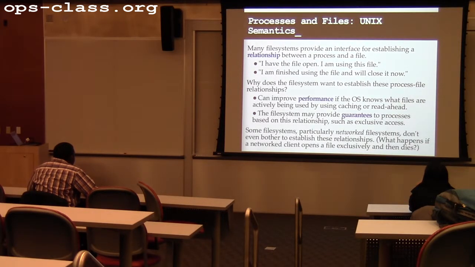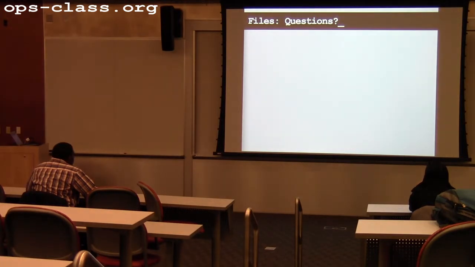And moving up the stack a few bits, we talked a little bit about how network file systems, some old network file systems, don't support these relationships at all with open and close, because open and close when you have unreliable clients starts to become a little bit problematic, right? All right, any questions about this before we go on? Great, yeah.